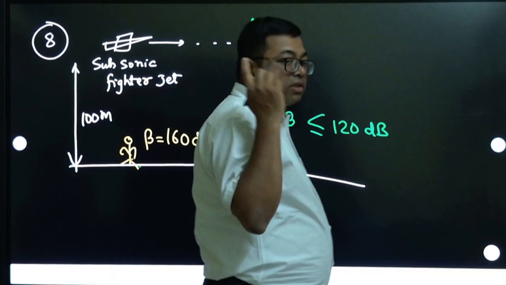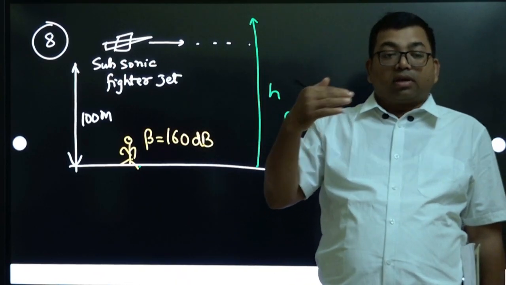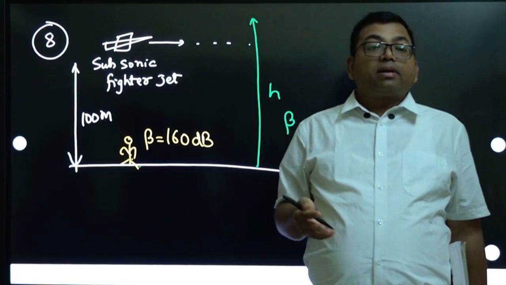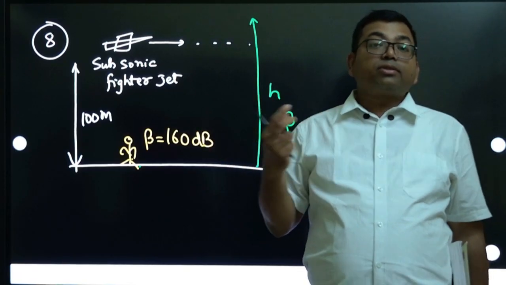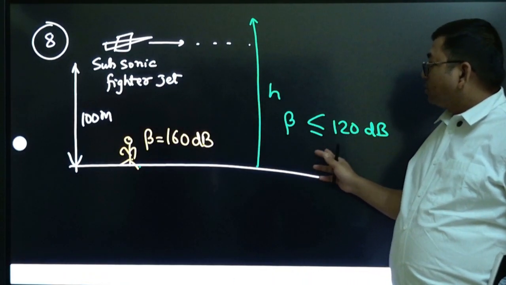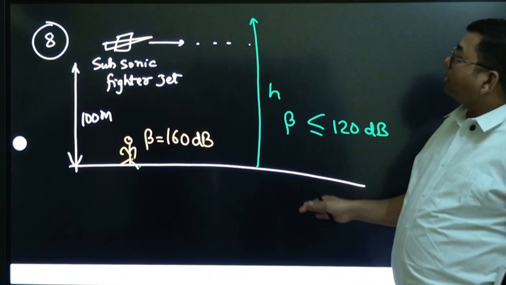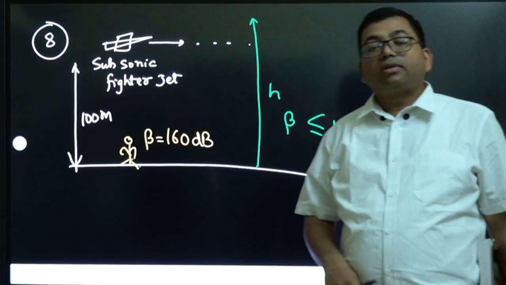Why? Because this fighter jet will produce a lot of noise if they are going very close to the earth. We will become disturbed so much because their noise is so much. So we want that its noise should be less than or maximum 120 decibels. So what is this height? That is the question. Try this.